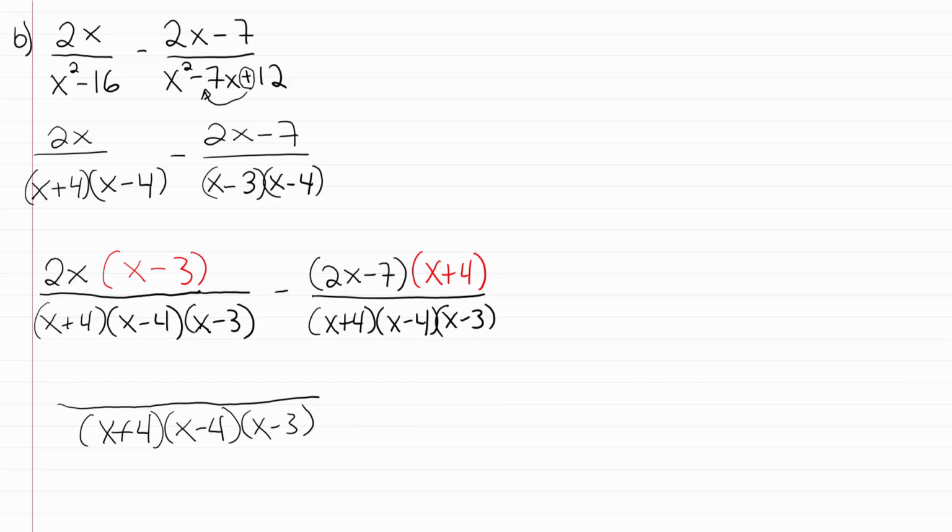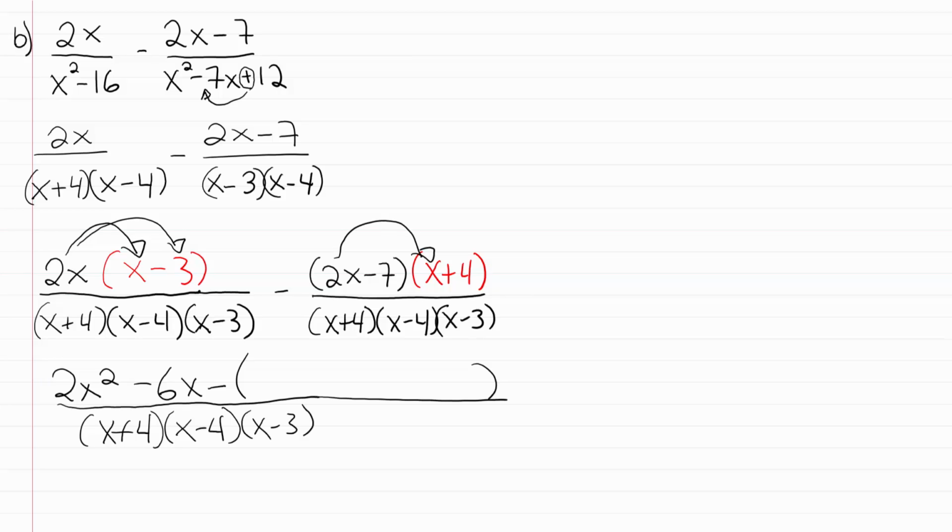Let's rewrite this pair of rational expressions with their common denominator. And let's expand and simplify the numerator. So 2x times x is going to give you 2x squared. And then 2x times negative 3 is going to give you negative 6x. Then we'll have a minus sign. And then 2x times x is going to give you 2x squared. And 2x times a positive 4 is going to give you plus 8x. Then you'll have negative 7 times x. That'll give you negative 7x. And lastly, negative 7 times 4 is negative 28.